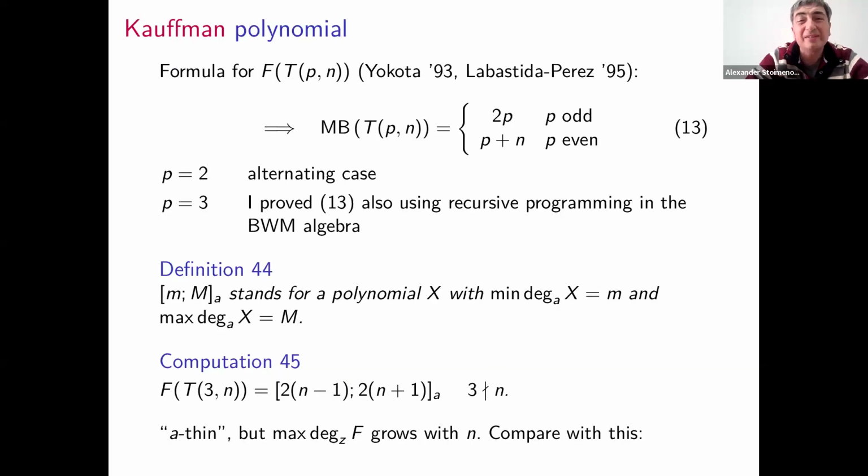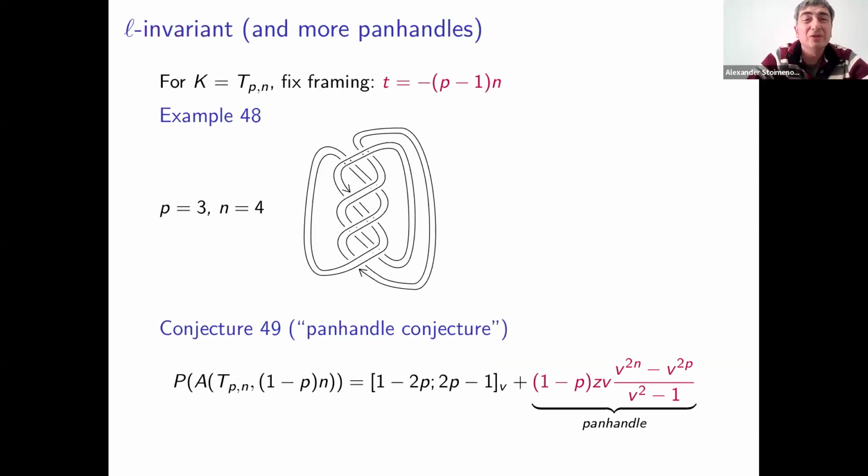So anyway, the Yokota-Labastida-Perez formula shows that Morton-Beltrami works when p is even. When p is odd, it doesn't work very well. So what happens when we use our invariant L? It is important here to fix this framing. So when I take T(p,n), I take the framing minus (p minus 1)n.